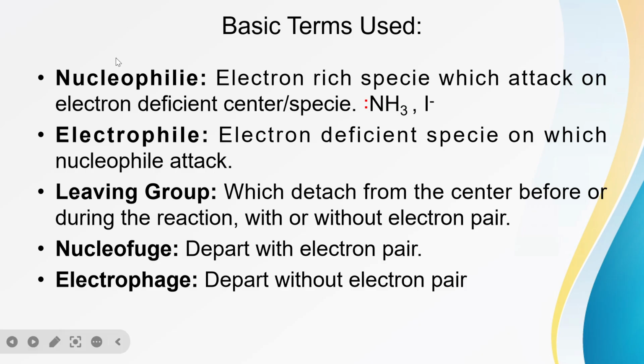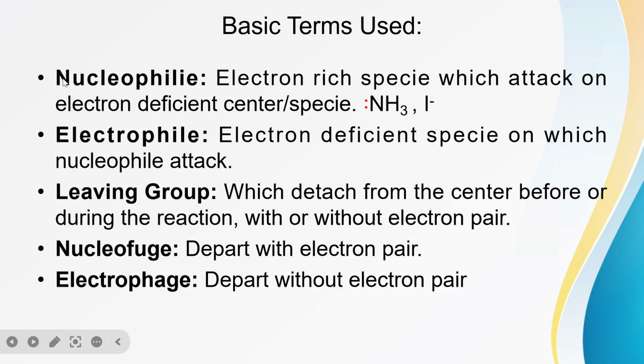The basic terms commonly used in aliphatic nucleophilic substitution reactions are nucleophile, electrophile, leaving group, nucleofuge, and electrofuge. We will discuss each in detail. Nucleophile. What is a nucleophile? A nucleophile is an electron-rich species which attacks an electron-deficient center or species. It is basically an atom or group of atoms which has an excess of electron density, and by using its electrons, it attacks an electron-deficient center or an atom which has a deficiency of electrons.